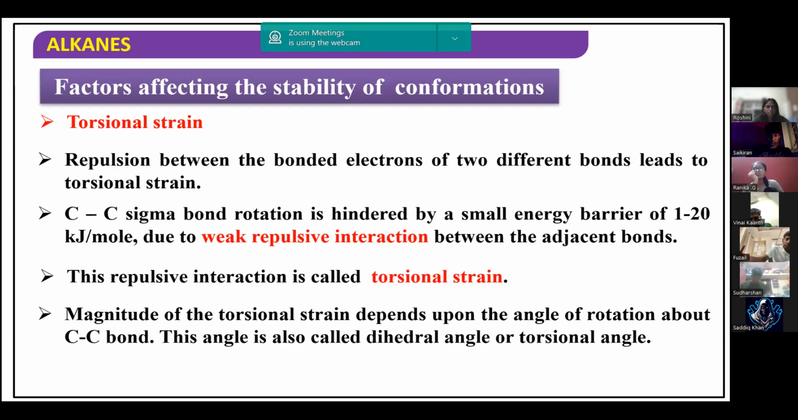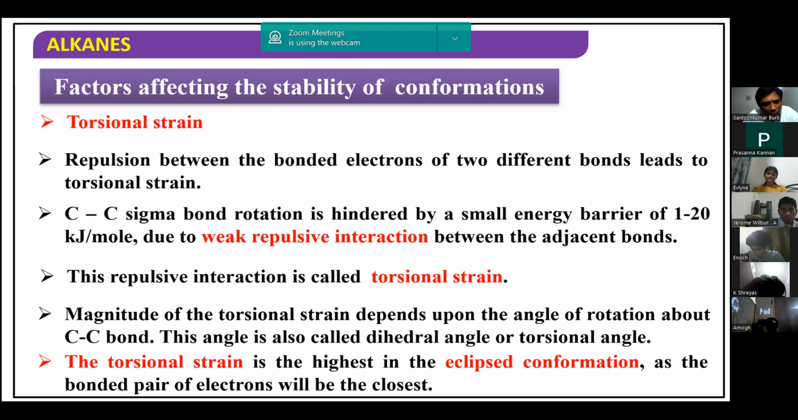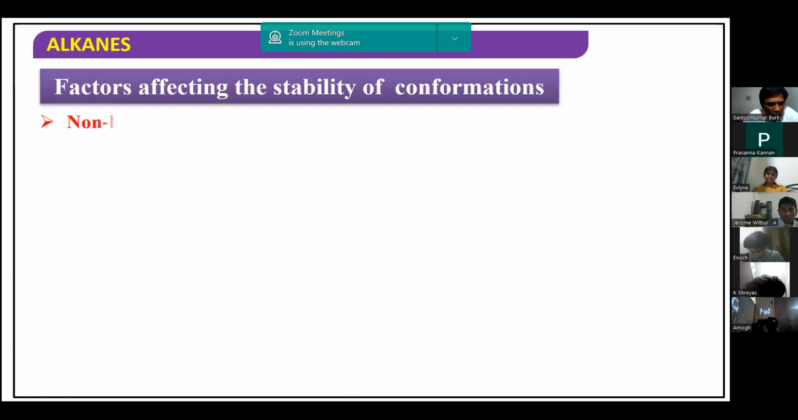Repulsive interaction between bonded pairs of electrons. The torsional strain is highest in case of eclipsed, as I told, and it is minimum in case of this one. One more factor which is affecting the stability of conformation is steric strain.